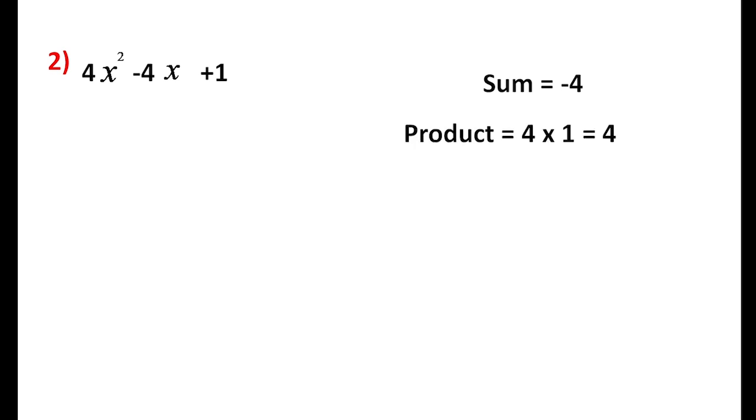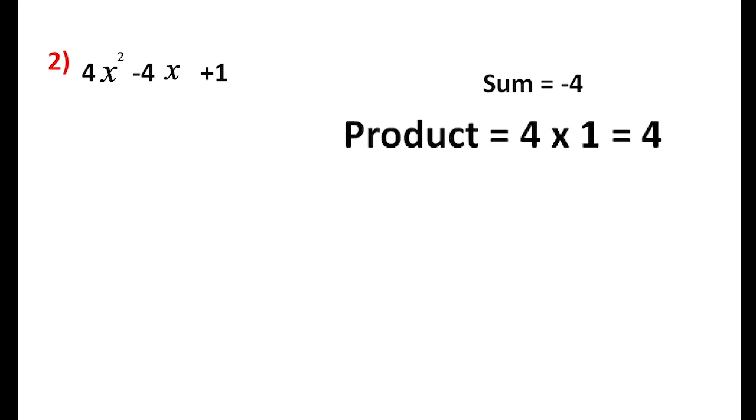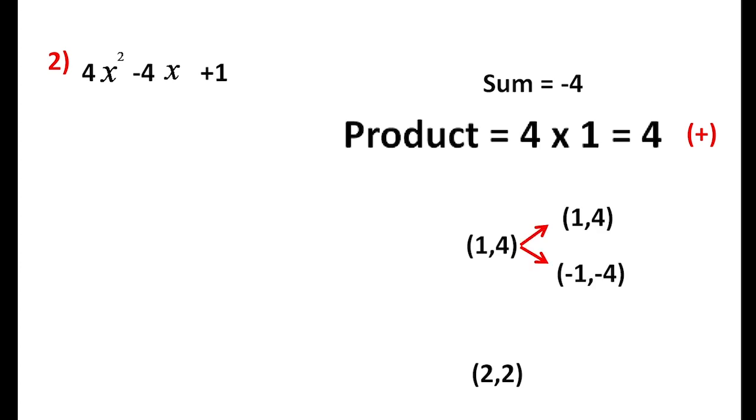Next example is 4x square minus 4x plus 1. Here the middle term is minus 4x, so the sum is minus 4 and the product is 4 into 1, which is 4. And we have to factorize 4. We know that the factors of 4 are 1 and 4. Another pair is 2 and 2. Here the product is positive, so for each pair 2 more options will come. That means 1, 4 and minus 1, minus 4, because 1 into 4 is 4 and minus 1 into minus 4 is also 4. That also we have learned from integers. I have already explained that video. Then for 2, 2 also 2 more options: 2, 2 and minus 2, minus 2.